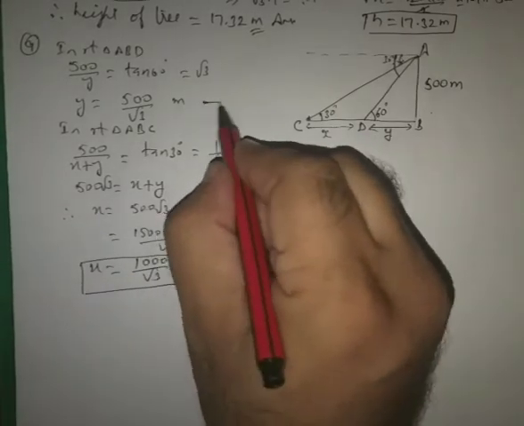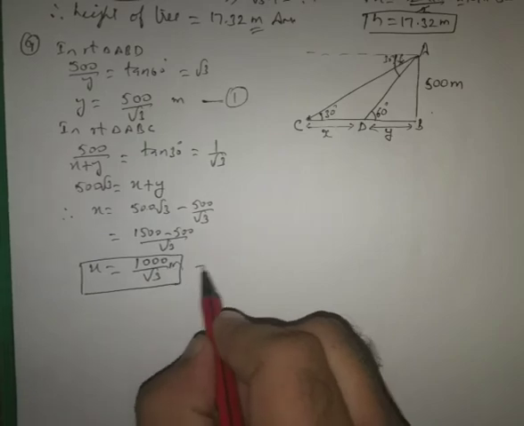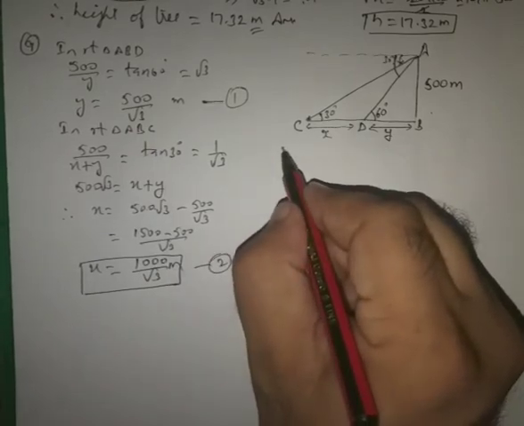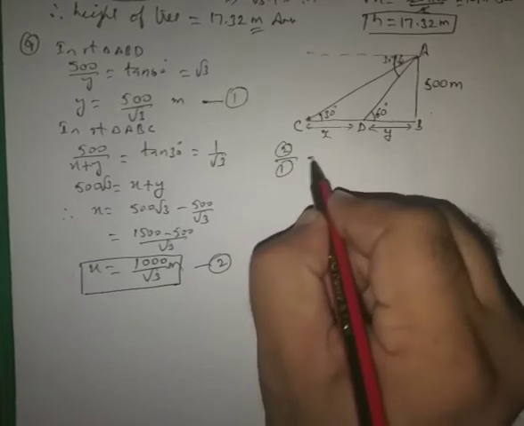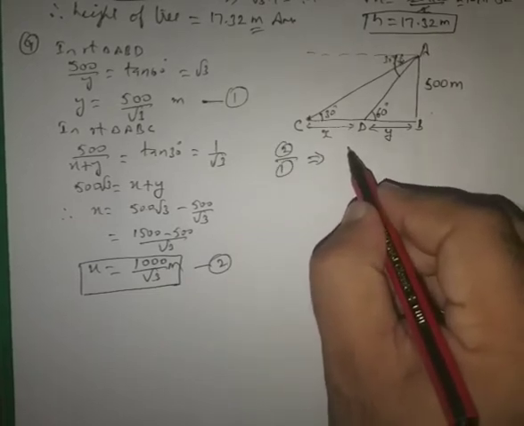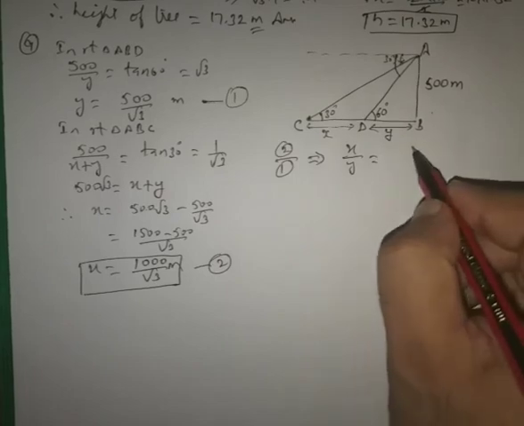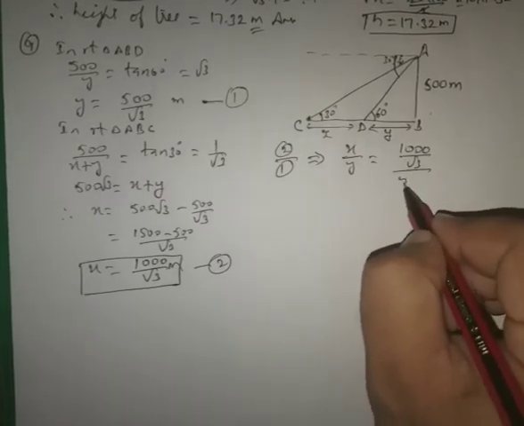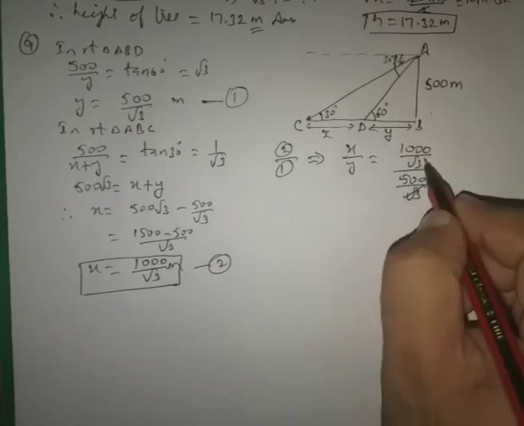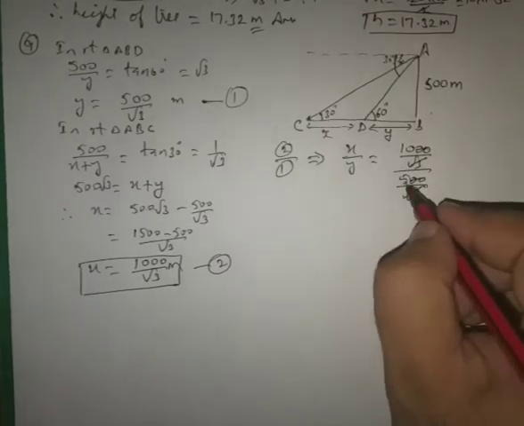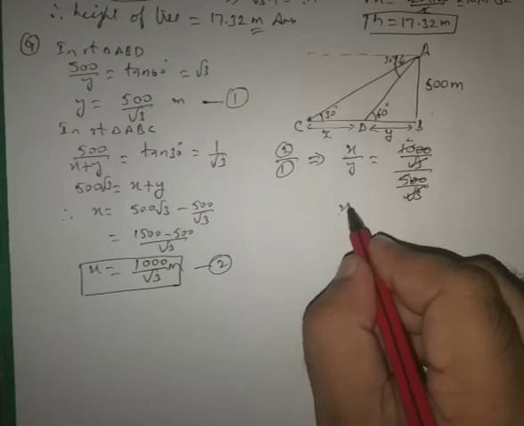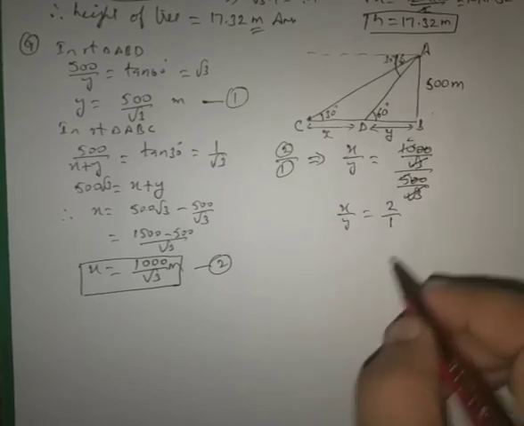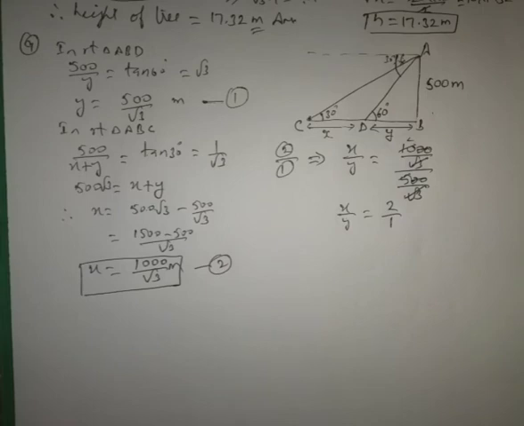Now I am calling this equation number 1 and this equation number 2. Dividing the first by the second implies X over Y is equal to 1000 over root 3 divided by 500 over root 3. These two root 3 terms will get cancelled and the ratio is 2 over 1.